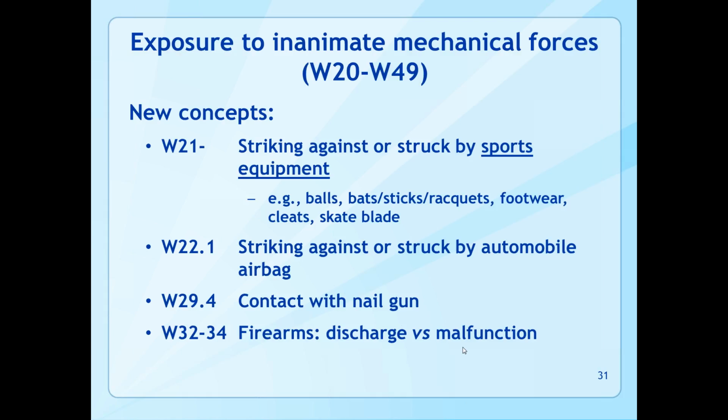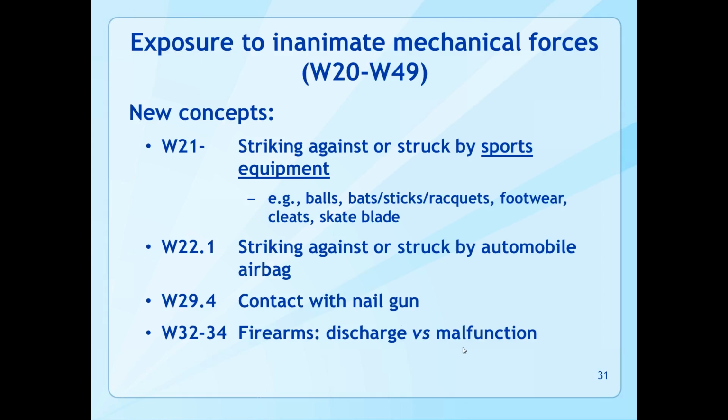In terms of injuries from machinery, there's now a specific code for injuries resulting from nail guns, W29.4. And then an important distinction that's now been added in ICD-10-CM is that in terms of injuries resulting from firearms, there are now separate codes to identify whether the injury resulted from discharge of the firearm versus injuries to the shooter who is using the gun.